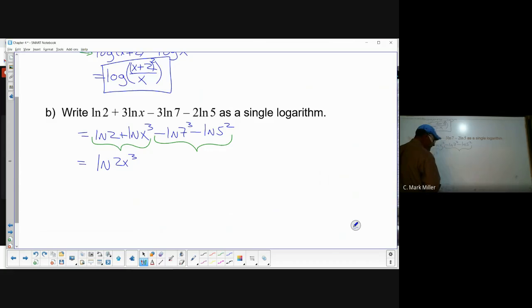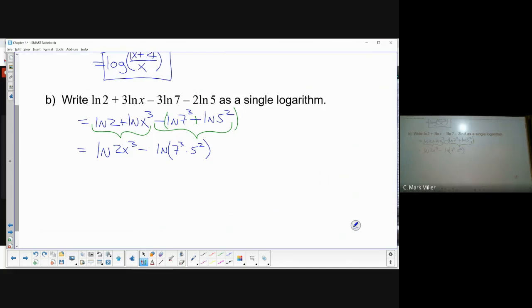How should I write that? I'm going to write that this way. Minus that product, which is natural log of 7 cubed times 5 squared. And that's going to be natural log of 2x cubed minus natural log of 7 cubed times 5 squared.